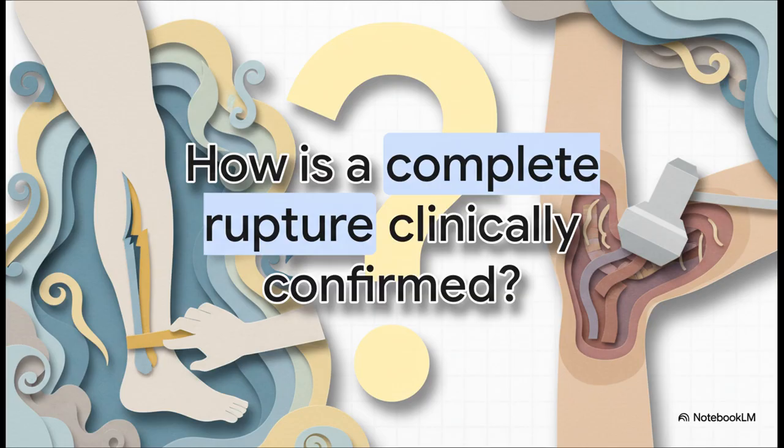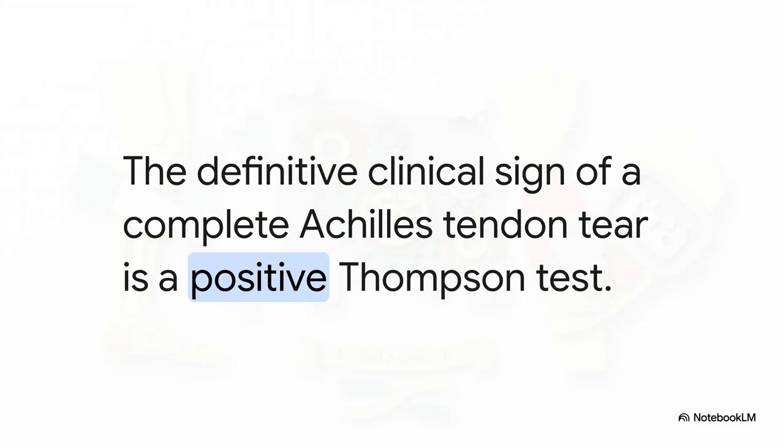So you've got a patient in front of you. You suspect a complete rupture. What's the immediate question? How do you confirm it? Right there in the clinic. What's the definitive move? The answer is a classic, elegant physical exam maneuver, the Thompson test. A positive test here is really the cornerstone of making a clinical diagnosis for a complete Achilles tear.